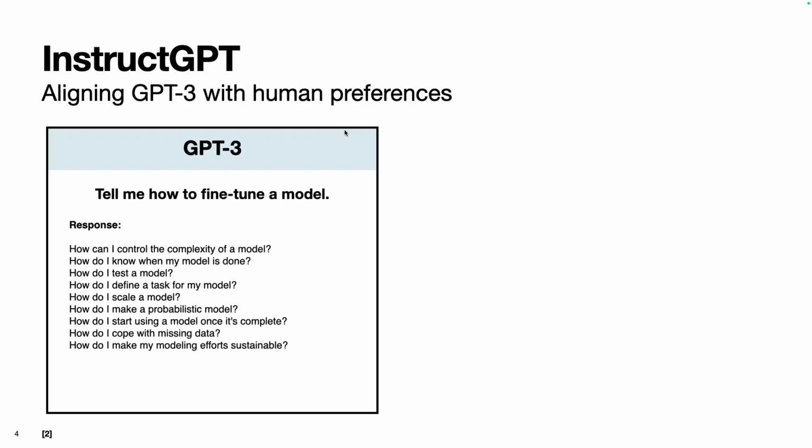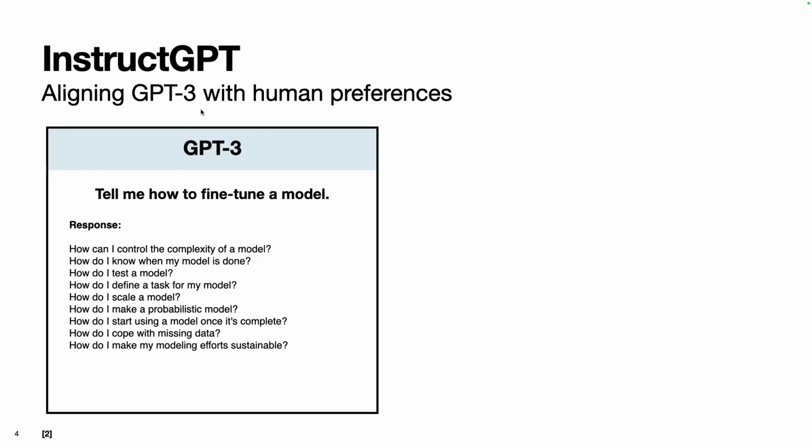Just to see some examples of that, if we take that same prompt that we gave Llama 3 and we pass it into GPT-3, we might get a response that looks something like this. If we say, "tell me how to fine-tune a model," it'll just start listing questions, maybe kind of like a Google search or like a FAQ section on a web page or something like that.